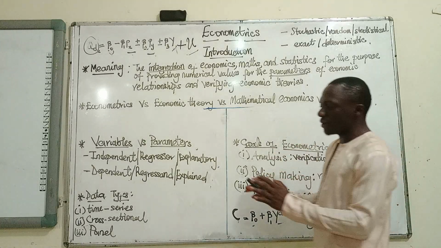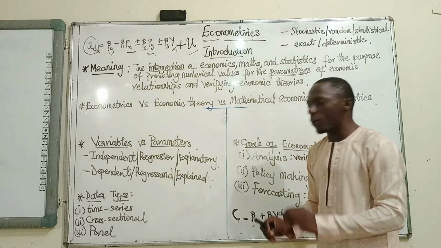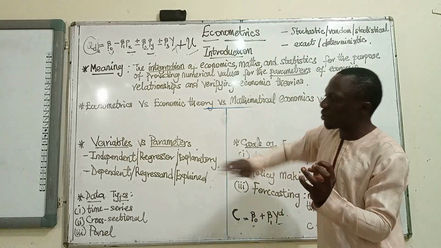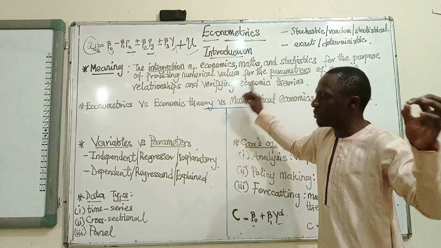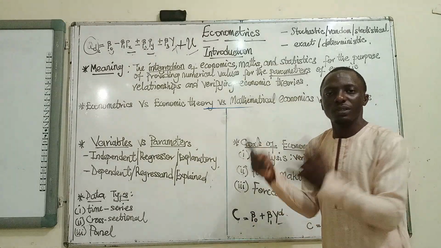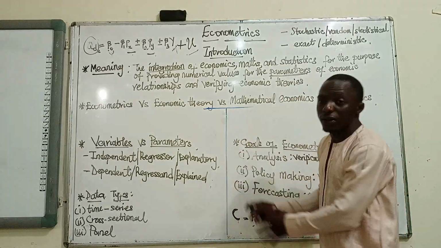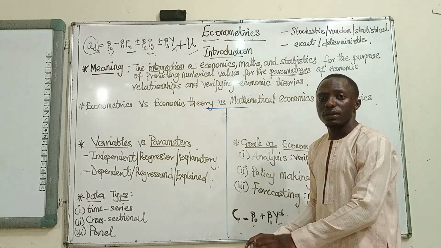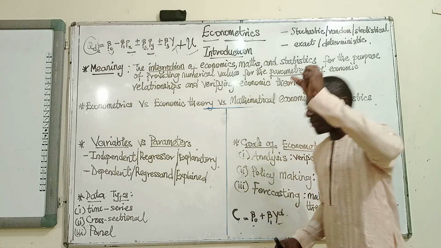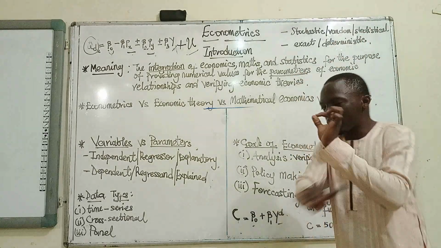Now, what the time series data is about is it gives the data for a single entity or a single economic variable across different periods of time. Let me give an example now. The GDP of Nigeria from 1999 to 2021. So the GDP, that's an economic variable, across different time periods.